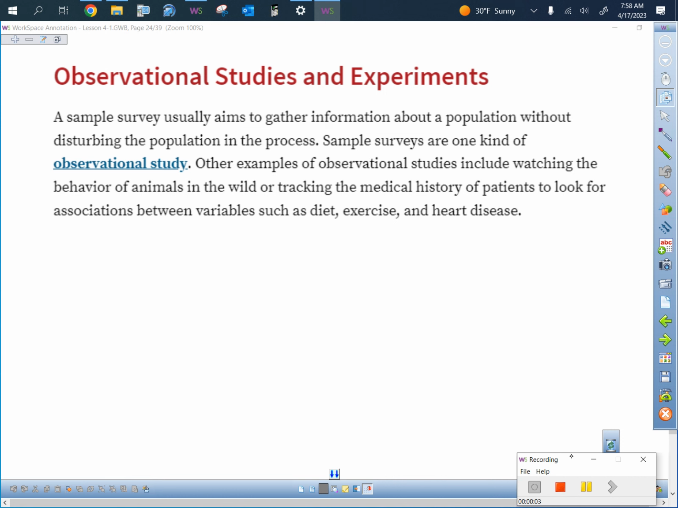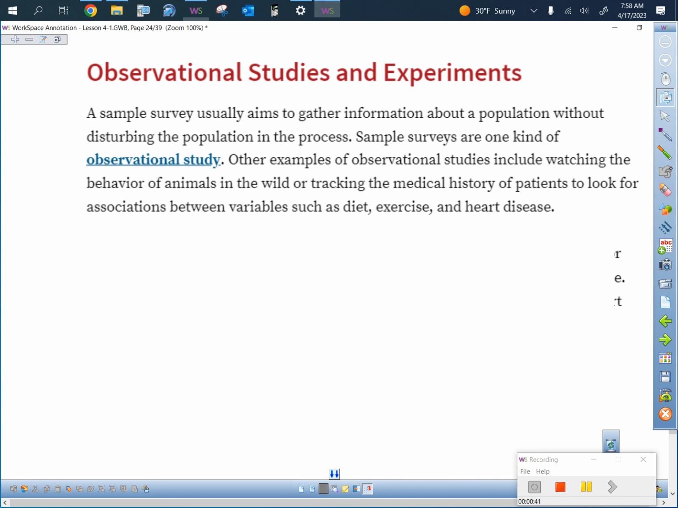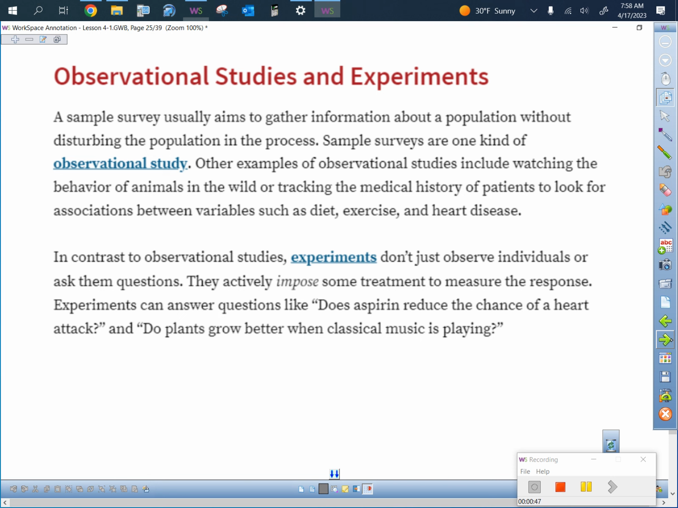That's called an observational study. If you're trying to get info without disturbing the peace of what you're studying, that's an observational study. Some examples of that is just watching the behavior of animals in the wild without actually going in and disturbing them, or tracking the medical history of human beings because you don't disturb them.